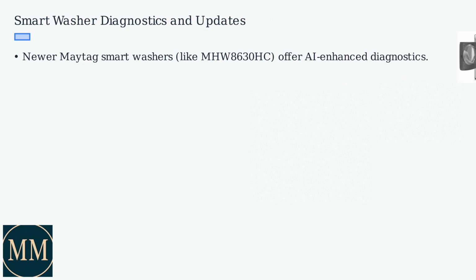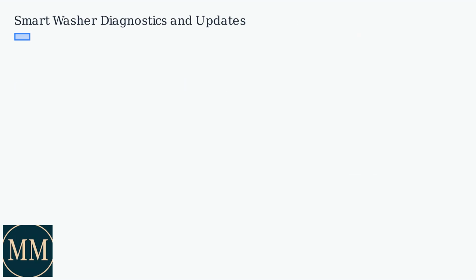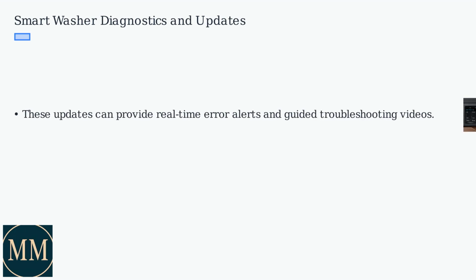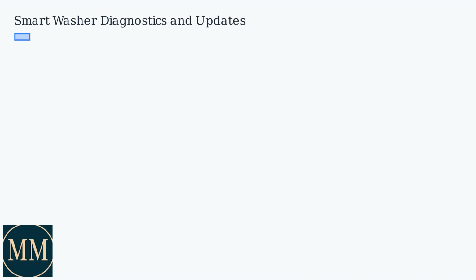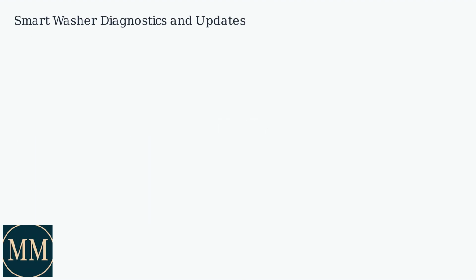Newer Maytag smart washers like the MH88630HC offer AI-enhanced diagnostics that can help identify issues before they become major problems. Check for firmware updates through the Whirlpool app to ensure your washer has the latest features and fixes. These updates provide real-time error alerts and guided troubleshooting videos to assist with repairs. This can potentially resolve the F5 error without needing professional help.